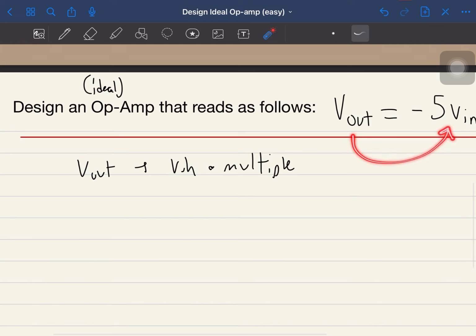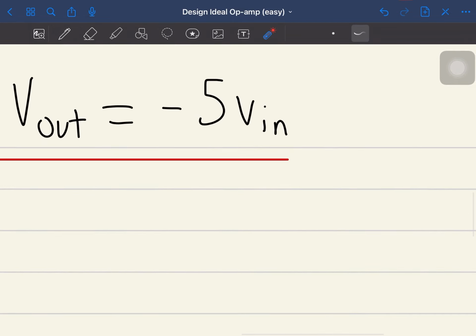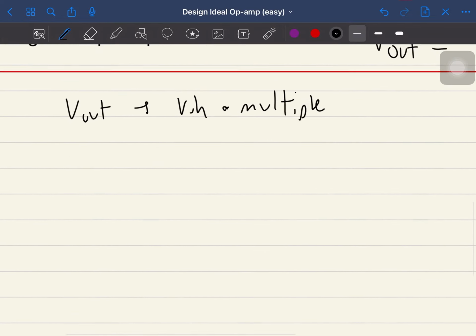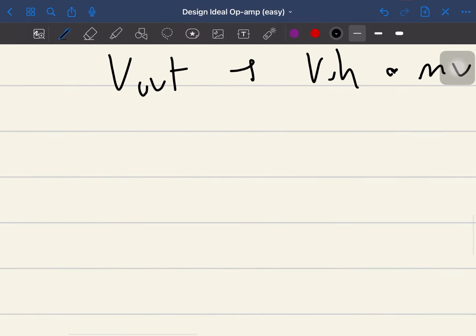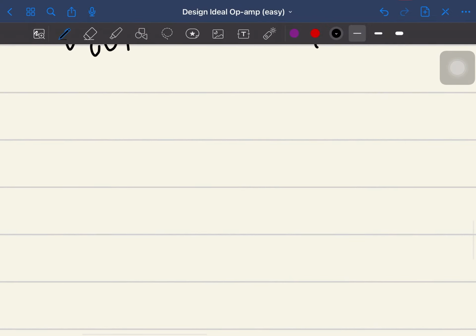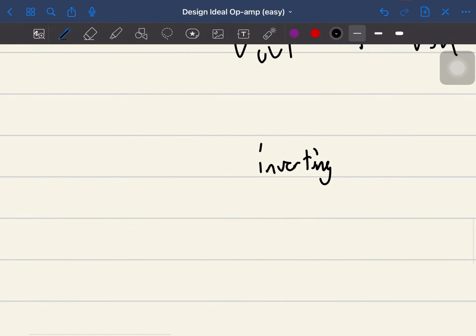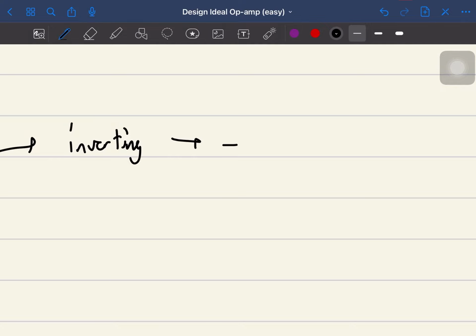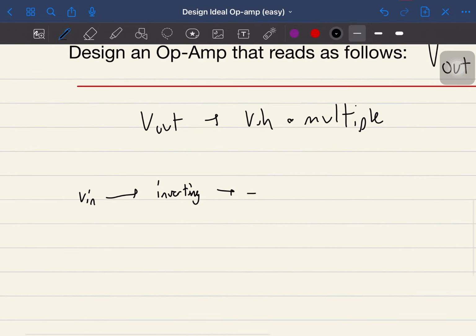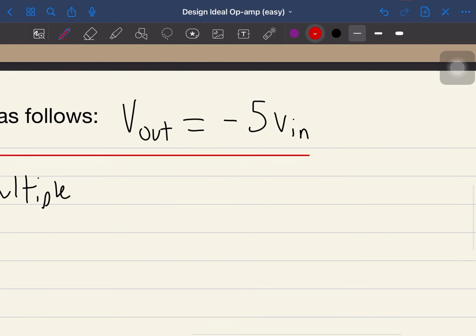So we have to look first to see if this multiple is negative or not. And in this problem, it is obviously negative. It is negative 5 V in. So since we know that it's negative, we know that the op amp needs to be inverting, since if you put an input V in into an inverting op amp, it turns negative, and the result will be V out is a negative multiple of V in.